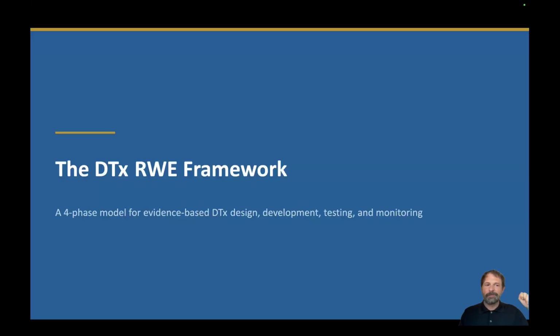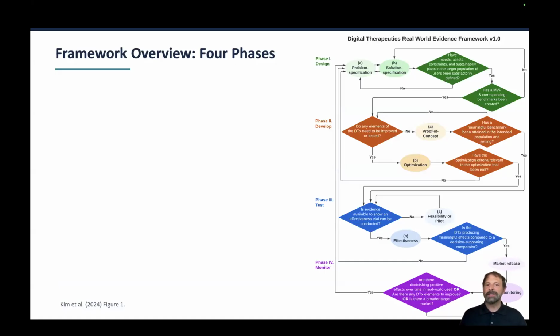So, what is the framework? Here's the basics of it, right? You can see there are very clear goals, which are those little ovals: problem specification, solution specification. And then we translate that into simple decisions. In phase one, have needs, assets, constraints, and sustainability plans in the target population been satisfactorily defined? Yes. And do you have a minimal viable product, that's the MVP, and corresponding benchmarks been established? Yes. You can go on to the next phase, and you can see the whole thing flows like this to turn this into an iterative flowing process where you have clear benchmarks, so you can ultimately say, yep, I've got what I need, I can move on to the next stage.